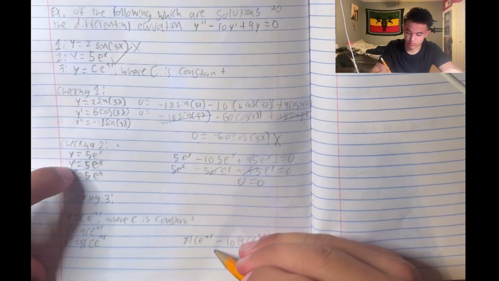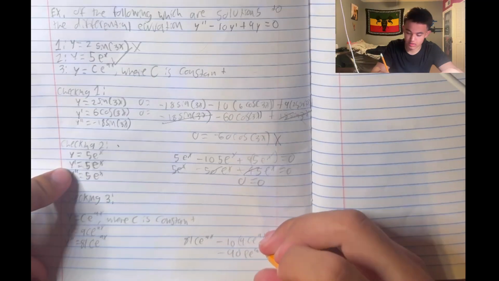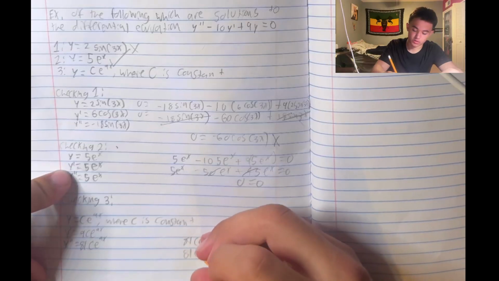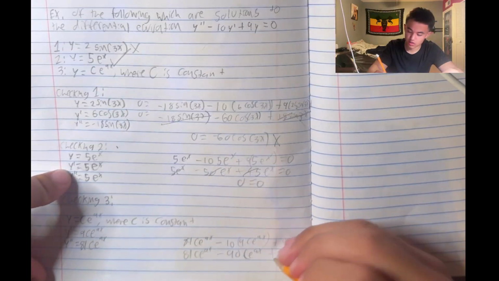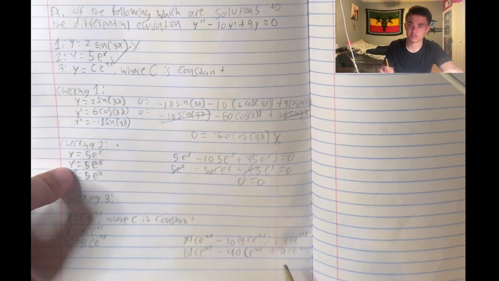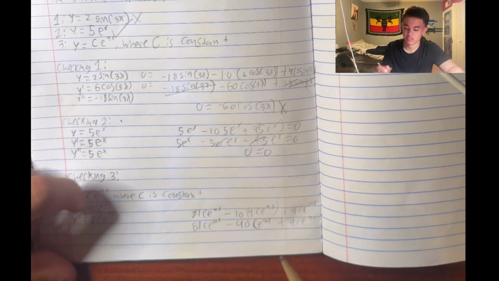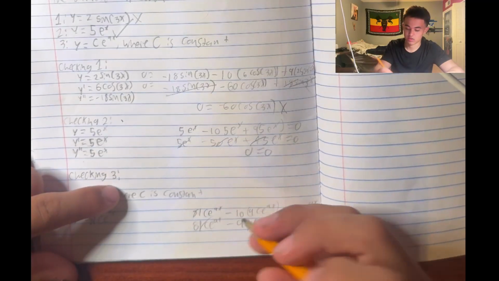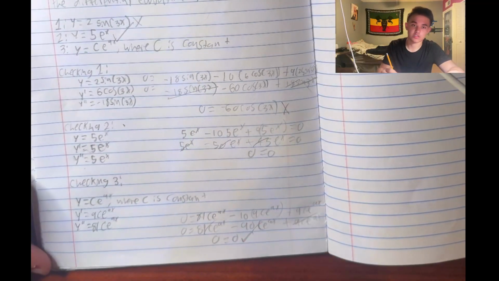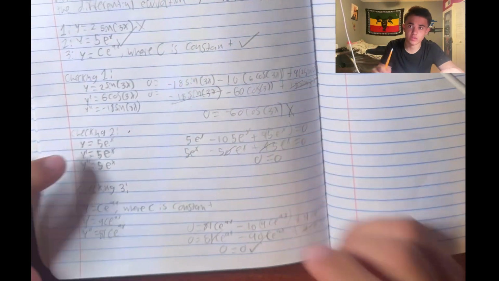So this is going to turn into a minus 90 c e to the 9x. This stuff will stay the same, 81 c e to the 9x plus 9 c e to the 9x. And as you can see, these will combine together to make 90, and that'll be 90 c e to the 9x minus 90 c e to the 9x. So all these cancel, and I forgot to put the 0 here, but now 0 is equal to 0. So this is a solution. So the solutions you could use are 2 and 3.